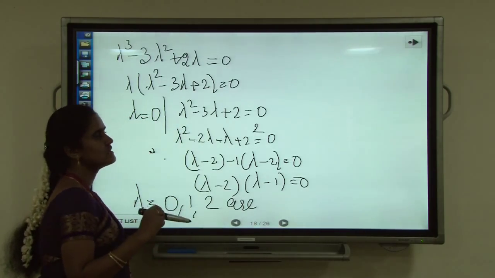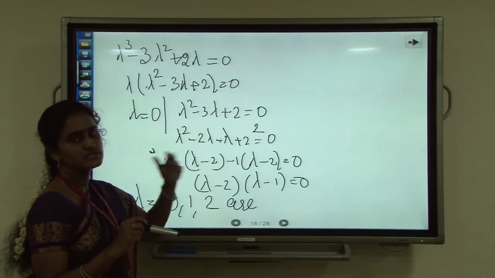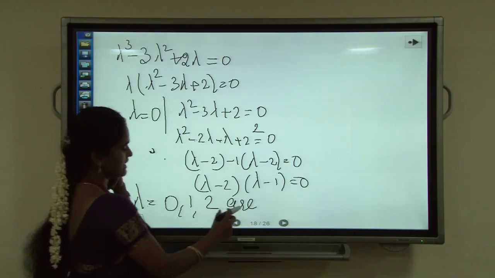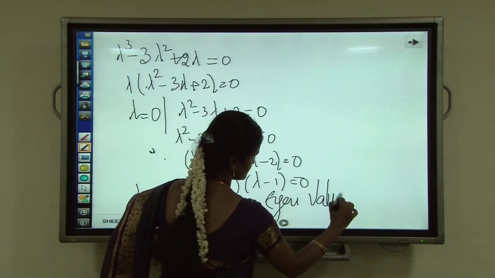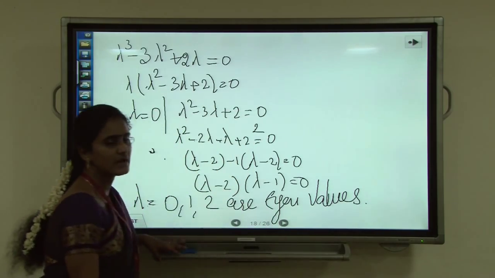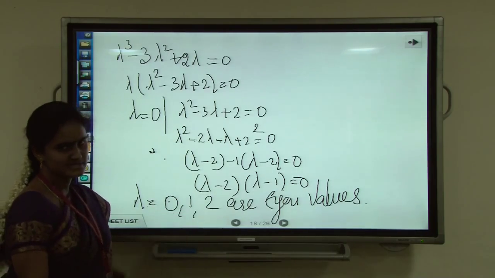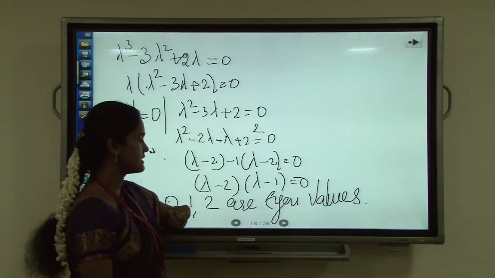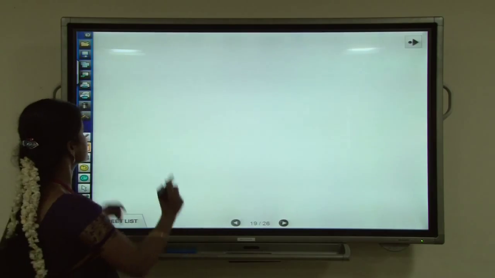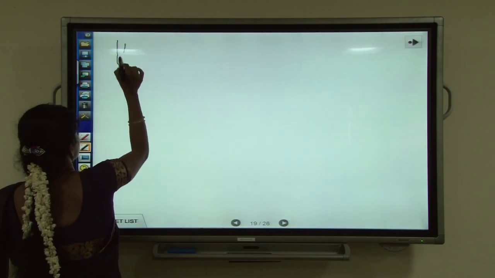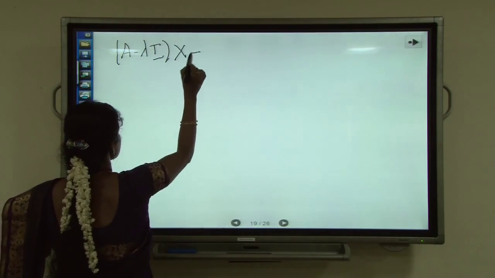When we have the roots of the characteristic equation as eigenvalues, then we could find the eigenvectors corresponding to these values 0, 1, 2 separately. Okay. What are the values now? 0, 1, 2. Let us find the eigenvectors. In order to find the eigenvectors, let us take the relation A minus lambda I of x is equal to 0.